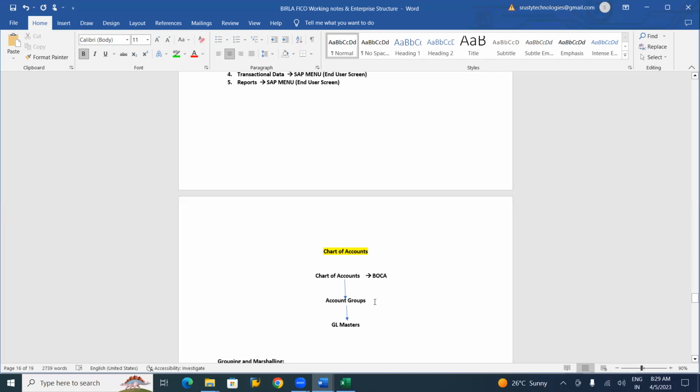In general, what I saw from other training institutes is that they create only 4 account groups, because the work is easy if we create 4 account groups. But here, whatever possible account groups are there, we are going to create them here. And after creation of account groups, we are going to create GL accounts.